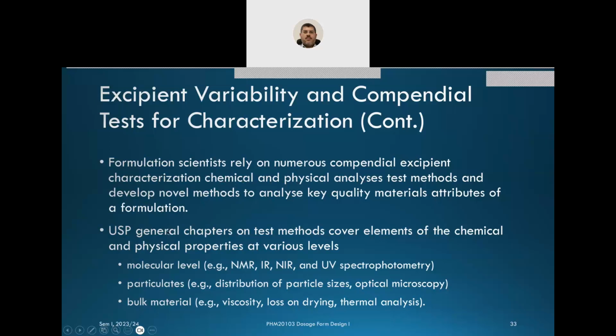There are general chapters in USP giving details of testing methods that cover elements of the chemical and physical properties at various levels. At the molecular level, for example, there are descriptions of the use of NMR, IR, NIR, and UV spectrophotometry to identify the drug and to quantify it as well. Usually IR or NMR is used for identification. UV can be used for identification, but is mainly used for quantification.